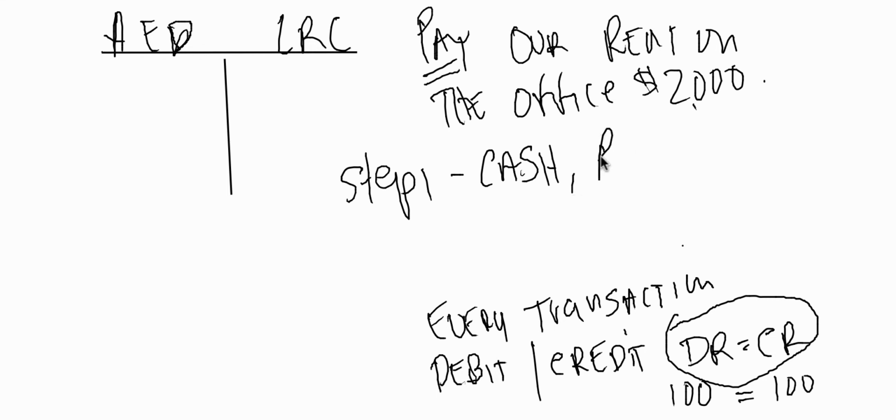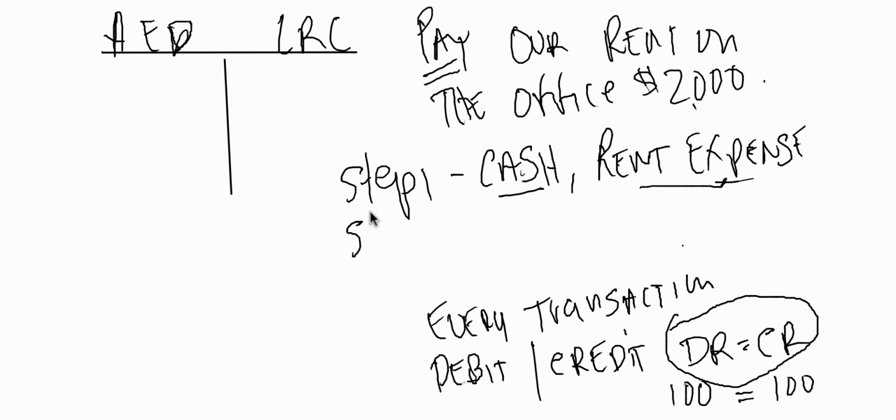So I have cash and I have rent expense. I know it's an expense because remember I'm using that to generate revenue. And rent on a building is going to help generate revenue, so I know it's an expense. So there's my two accounts: cash, rent expense. Okay, step two.